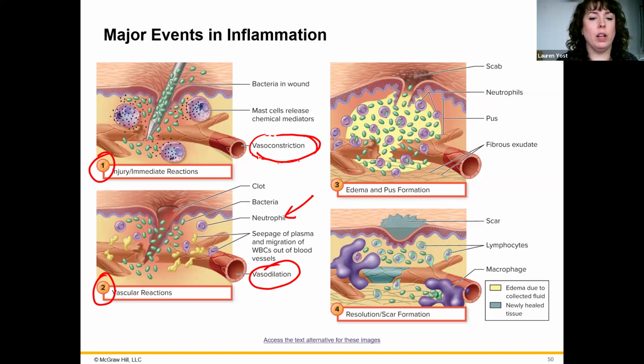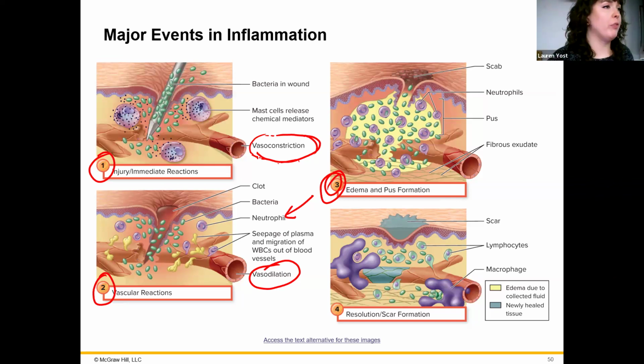We're going to have liquid plasma from the blood, extracellular fluid, all that moving in with the neutrophils, containing everything that the neutrophils need, as well as just the cells themselves. And that's that swelling. We start forming a clot as well. Next, we have the edema and the pus formation. So we've got that buildup of fluid from bringing all those neutrophils in and doing their job.